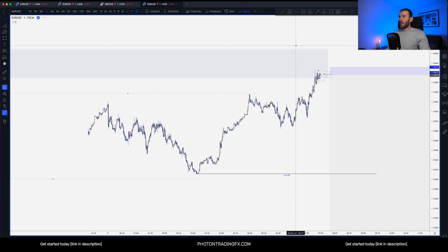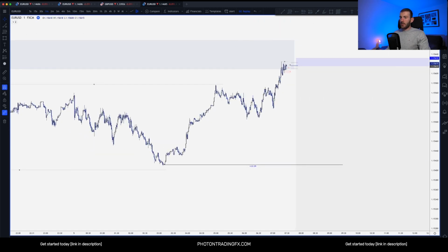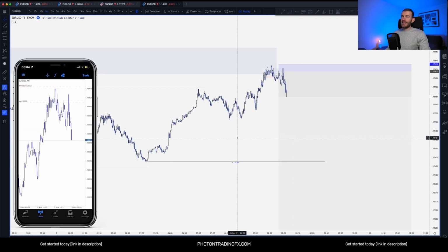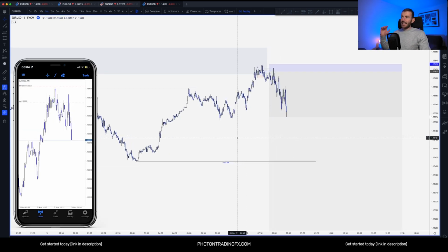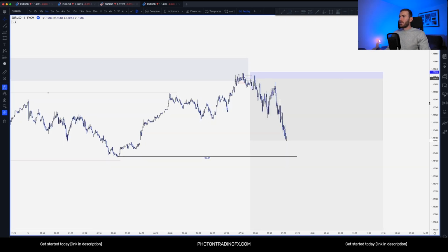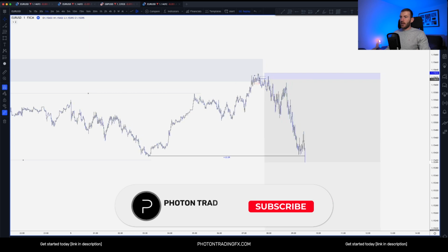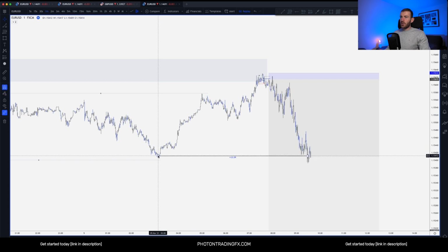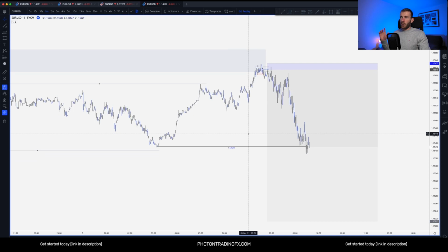Now, I'm not going to talk through my M1 entry model. It wouldn't be fair to the Photon members, but they know exactly the mechanical process, the same pattern that we look for again and again, literally day in, day out, both on the New York session. So at this point, as you can see here, I targeted this substructure low for 12.12R, where I took the majority of the volume off my trade.